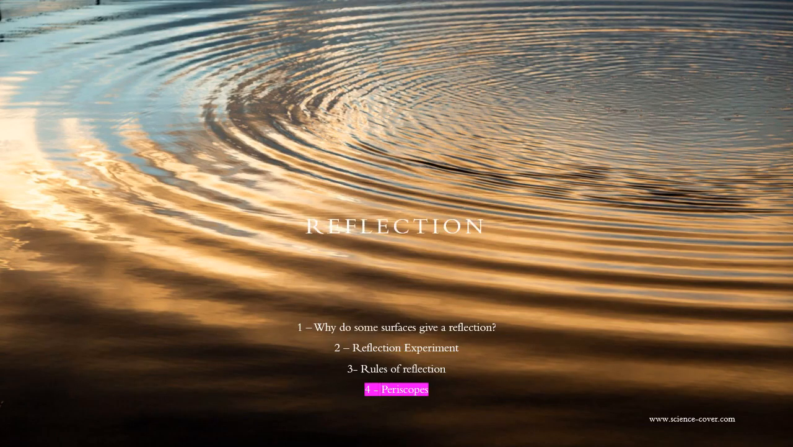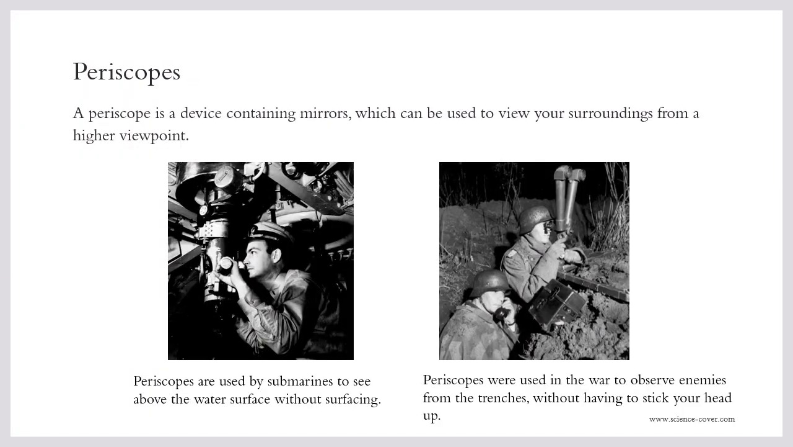Now let's look at how a periscope works. A periscope is a device containing mirrors, which can be used to view your surroundings from a higher viewpoint. Periscopes are used on submarines to see above the water's surface without the submarine surfacing. Periscopes were also used in the First World War to observe enemies from the trenches without having to stick your head up over the top of the trench.